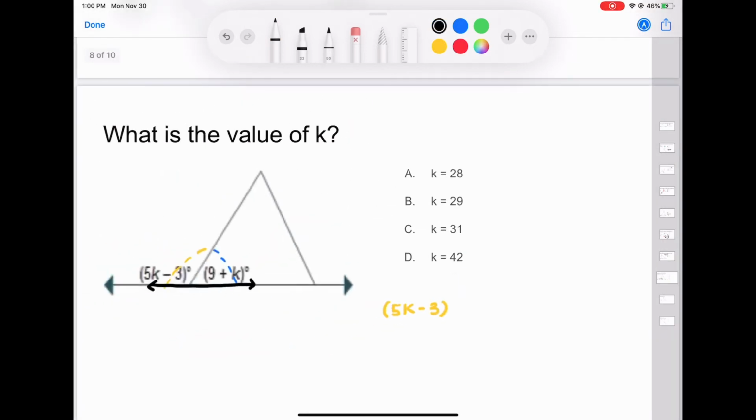is add those together, equal to 180 degrees. So we're looking for the value of k, so we don't have to solve for a specific angle, but we just need to find the value of k. Well, the way that we would do that is combine like terms. So let me just write this out like this so it's easier for us to look at. Okay, like terms.